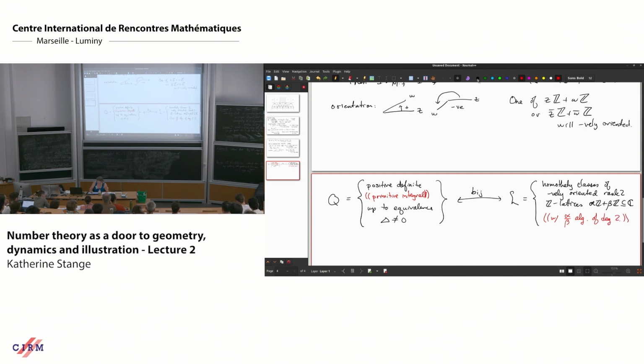So what's happening is that when the number theorist wants to study this space, they're particularly interested in the red on both sides. We're interested in primitive integral quadratic forms. That's what's going to be useful for us for Apollonian packings and so on. And what that corresponds to on the lattice side is that you have a lattice which is really living in a particular number field of degree 2. Okay, so that's the fundamental bijection.